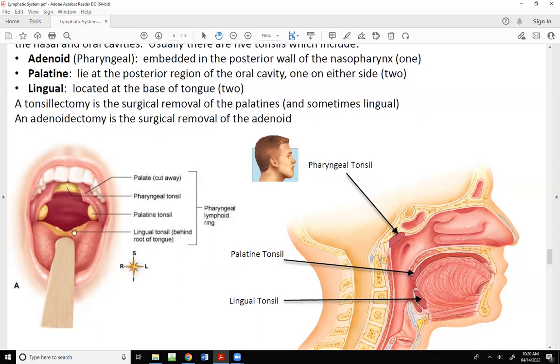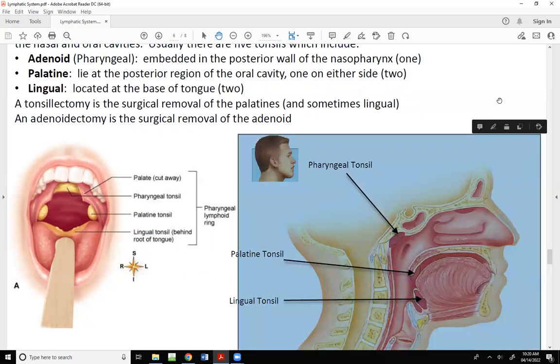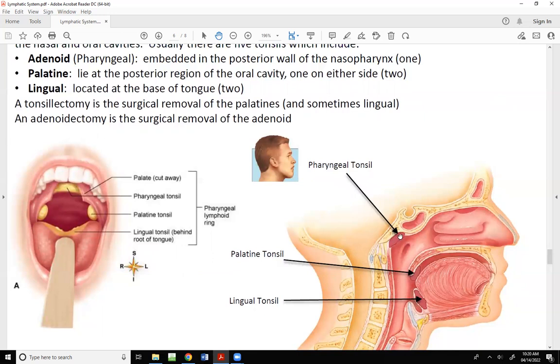The lingual tonsils are associated with more of the tongue, and that's why they are called lingual tonsils, because the word lingual means tongue. They are at the base of the tongue, and just like the palatines, there are a pair of those. Now, there is a procedure where the adenoid or pharyngeal tonsil is removed. That's called an adenoidectomy.